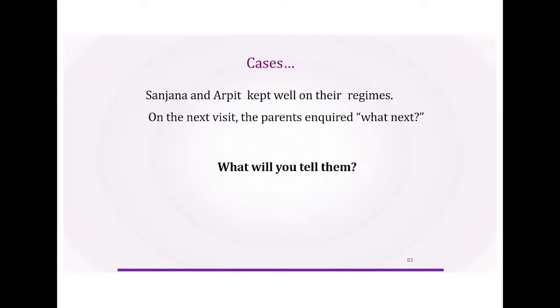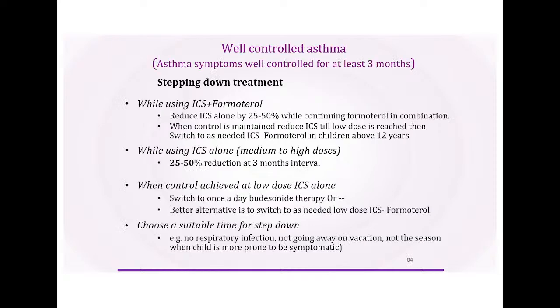Sanjana and Arpit both are doing well with the regimen, and the parents' concerns are, what next? Can this be controlled? Can this be cured completely? So now, first we will discuss: if the symptoms are well controlled in the last 3 months, then we have to step down. Step down means you have to reduce the inhaled corticosteroid dose by 25 to 50%, while continuing formoterol in combination. Suppose you are using budesonide 200 and formoterol combination, then you can reduce Foracort 200 to Foracort 100.